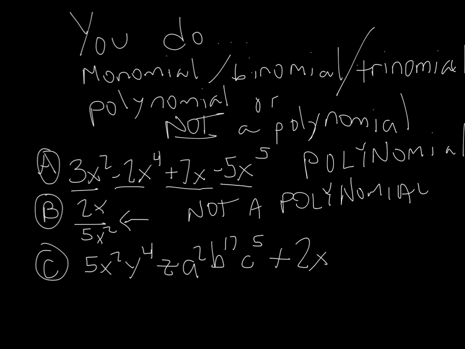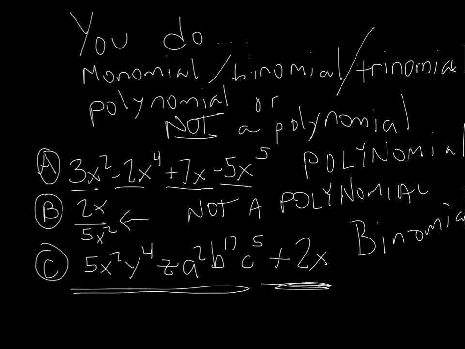C is a, we got it, binomial. It's called a binomial because here's one term, and here, this long thing here is all one term, and this is the second term, so that's 2 terms, which makes it a binomial.